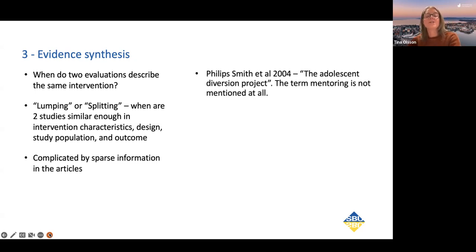And if we just take some examples from the studies that DuBois found, one study by Philip Smith described the Adolescent Diversion Project. And in the text of this article, the term mentoring was not mentioned one time in the entire piece.